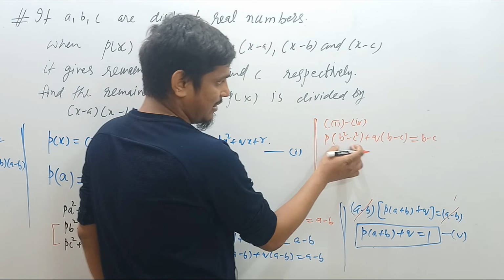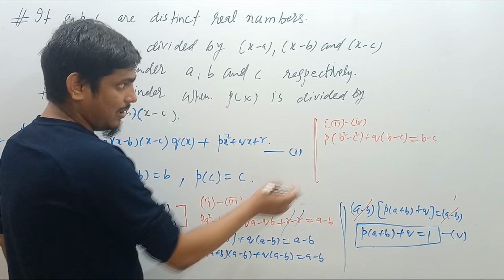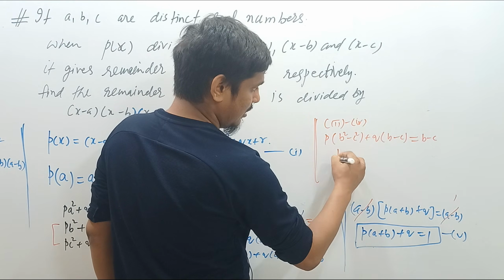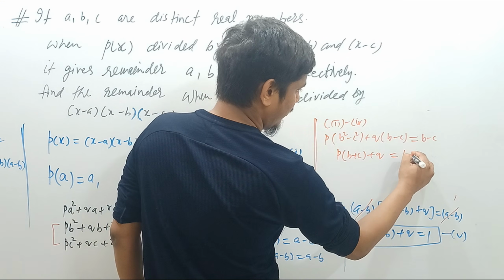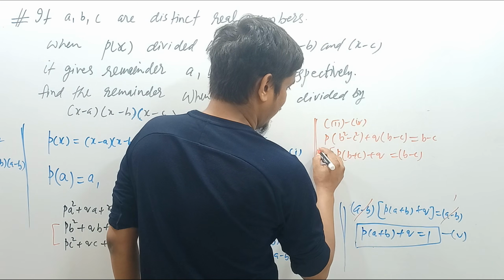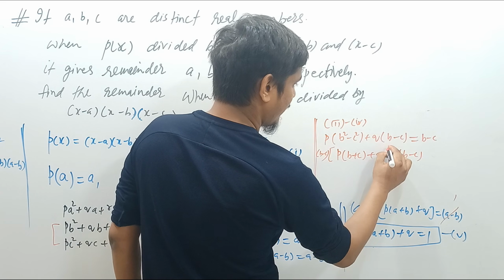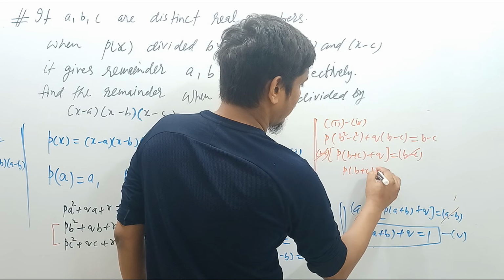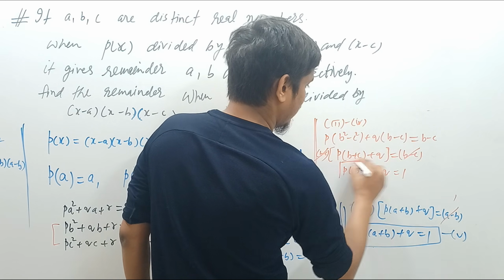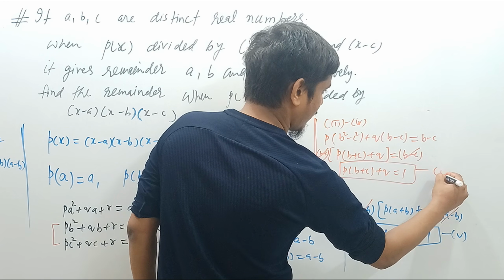So again with the same identity like we have done over here, this is b minus c common, so this is p times of b plus c plus q is equal to b minus c. We have taken b minus c common here, so this b minus c cancels, means p times of b plus c plus q is equal to 1. This is equation number 6.